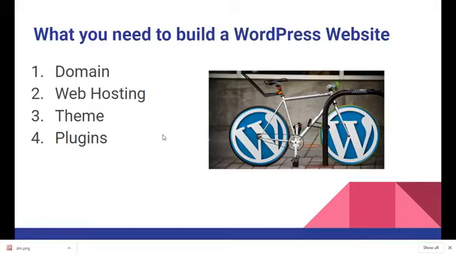All right, what do you need in order to build a WordPress website? There are basically four things you're going to need if you want to build a professional WordPress website. The first thing you would need is a domain. A domain is your web address. Every website has a web address such as facebook.com, google.com, instagram.com, jumia.com.ng. That's the web address, and that is what we refer to as a domain.